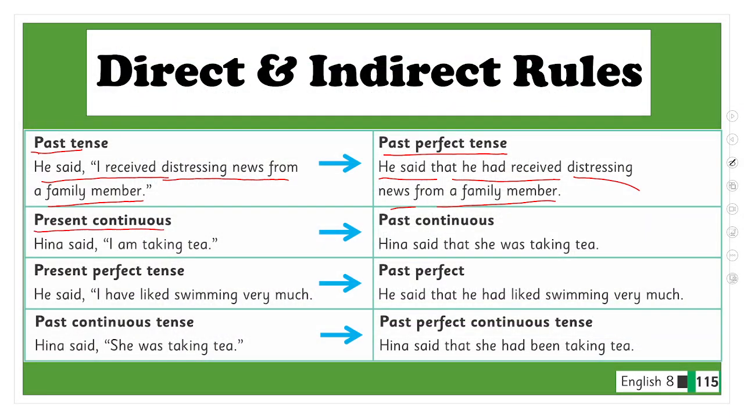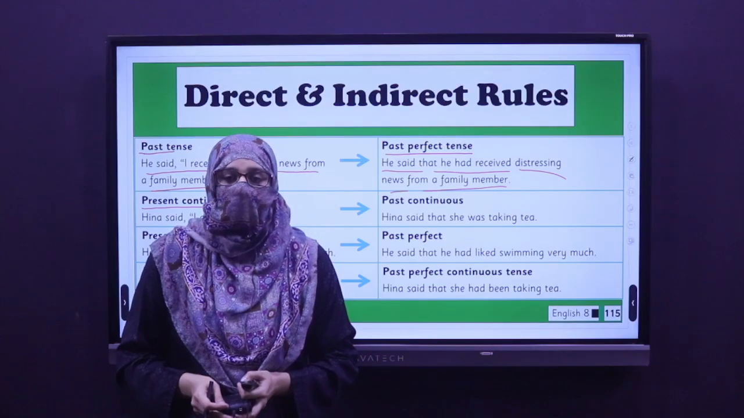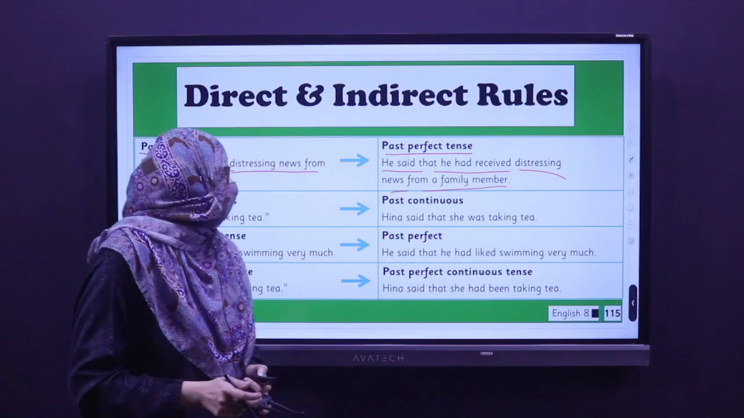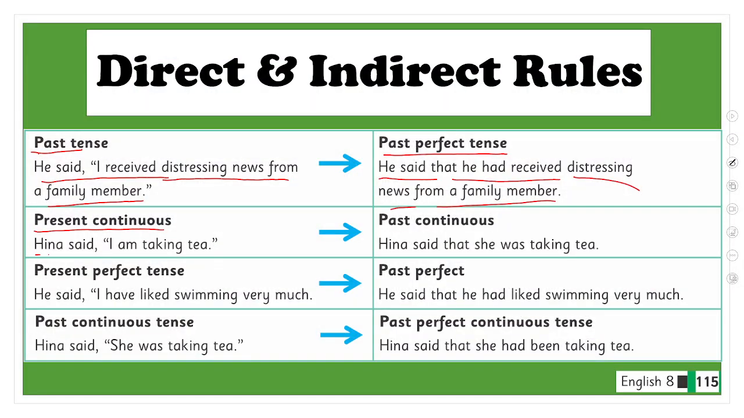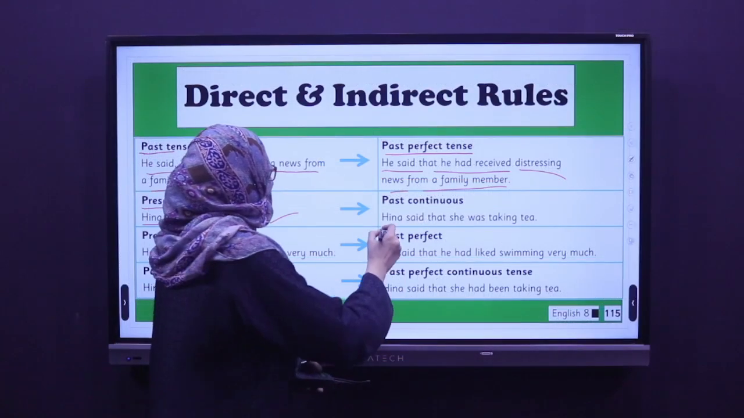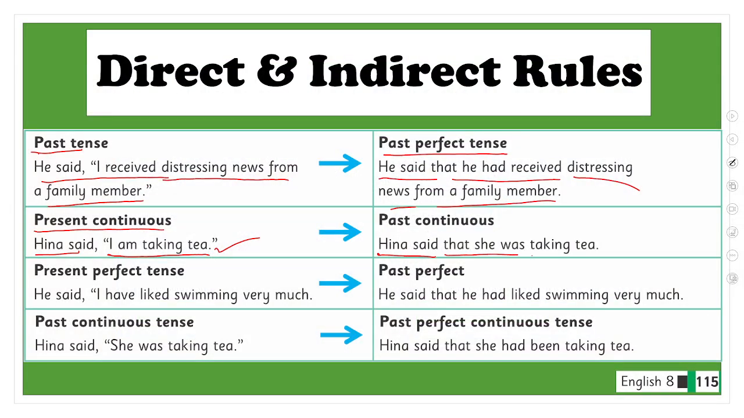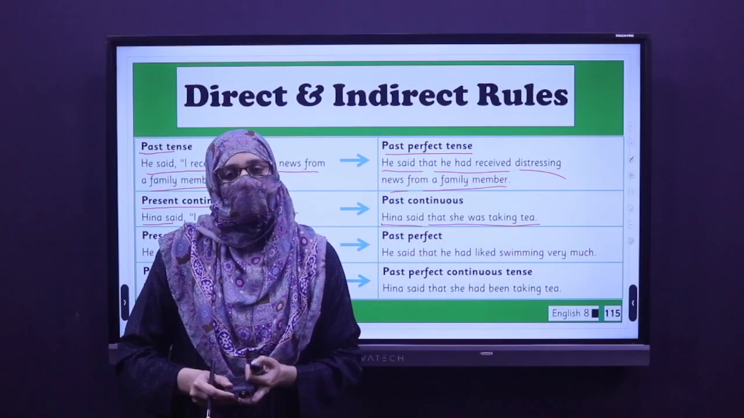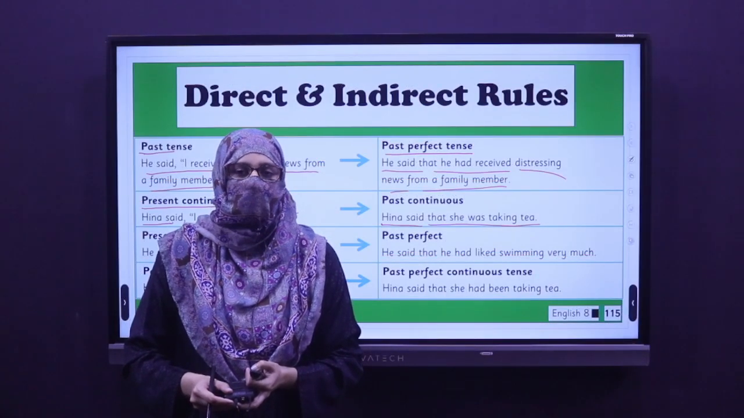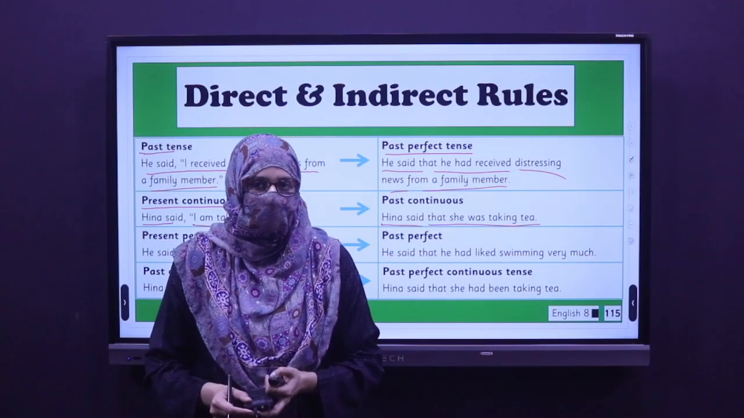Similarly, present continuous tense is changed into past continuous tense. Let's have a look at the example. Hina said, "I am taking tea." This is the present continuous tense. Hina said that she was taking tea. Can you see the difference? Now, the present continuous tense has been changed into past continuous tense.